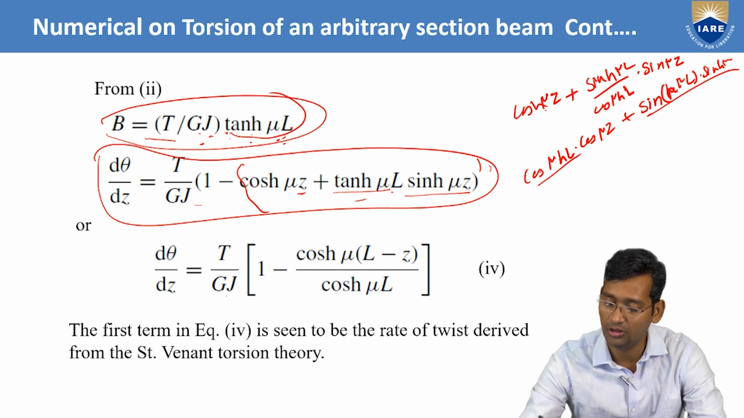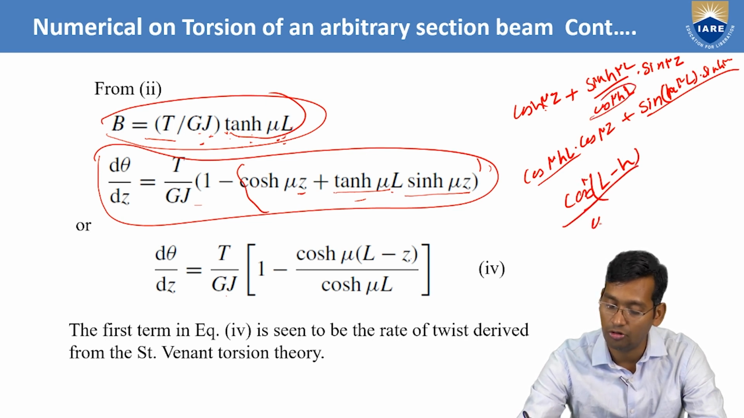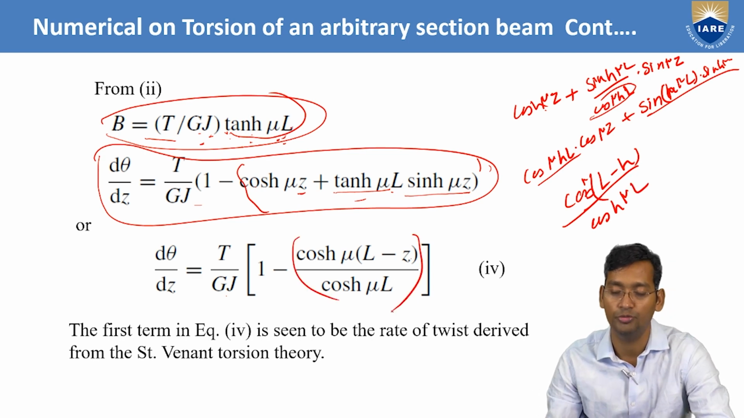Right. That will give you what? This one. So just see, after taking minus common, this is cos of A minus B. So which one will be A? That L. So cos of L minus H, and here mu will be there, divided by this term. So divided by cos H mu L. So see here, this cos H mu L.